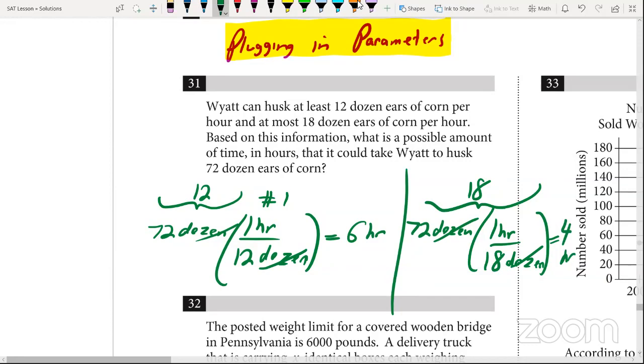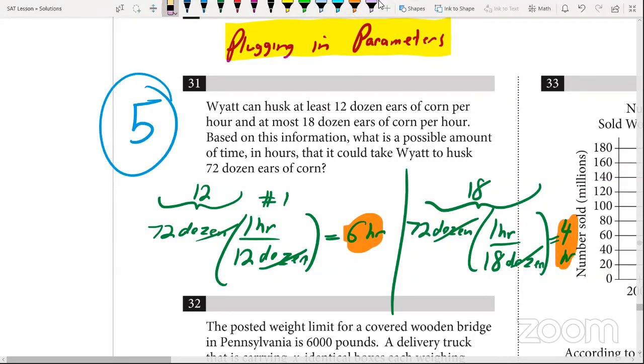So the answer is anything from 4 hours to 6 hours, including 4 and 6. So if on this we just entered in the number 5, we would get the question right. Anything from 4 to 6 or anywhere in between. Going to number 32.